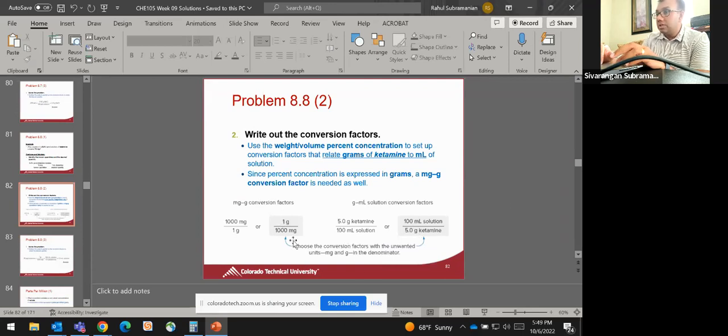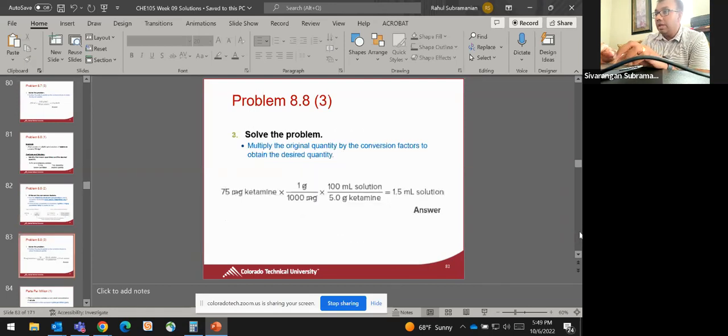So you use this conversion, and then you also have to go between your given in grams. Remember that the weight over volume is usually milligrams in milliliters, right? So now you have to convert the grams to milligrams. 1 gram contains 1,000 milligrams. So you can say that 5 grams of the solute is there in 100 milliliters, or 5 grams is the same as 5,000 milligrams is there in 100 milliliters.